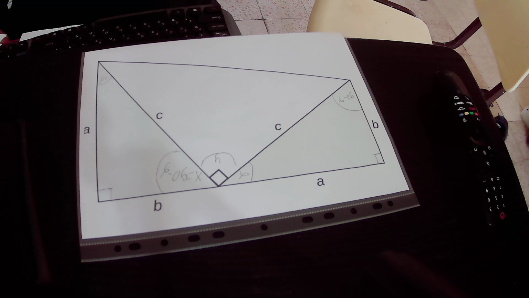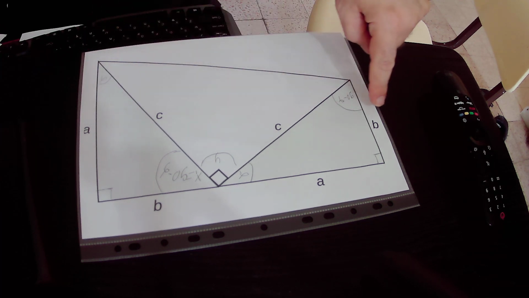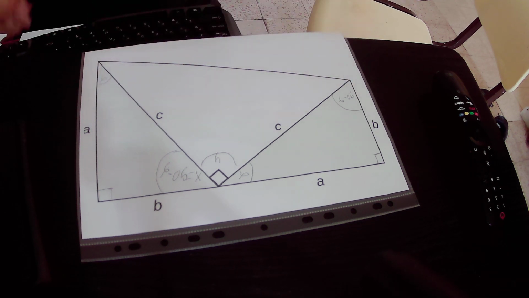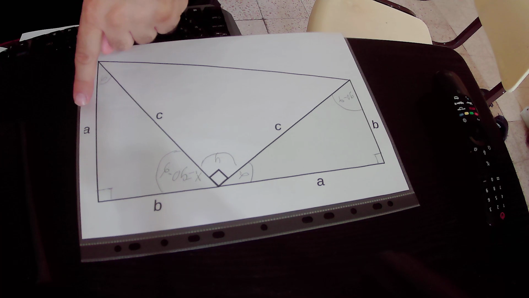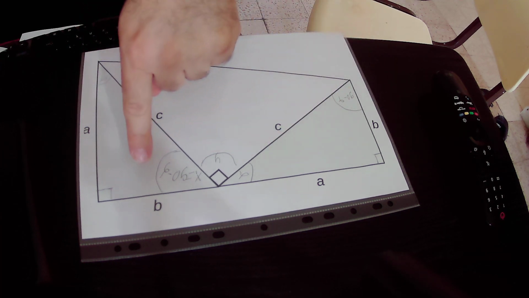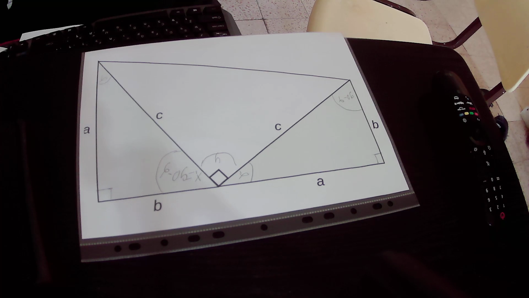On the other hand, the area of a trapeze is equal to the sum of the parallel sides. A and B are parallel, so it is A plus B, multiplied by the height of the trapeze. The height of the trapeze is A plus B, so it is A plus B times A plus B, or A plus B squared, divided by 2.